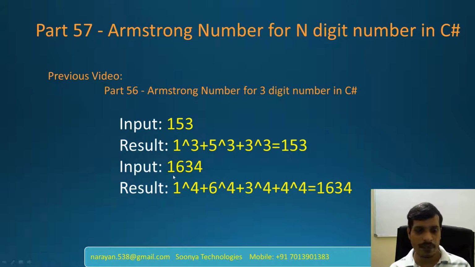Here we have another number, 1634. We need to get individual digits like 1, 6, 3, 4. Later we raise each digit to the power 4: 1 power 4 plus 6 power 4 plus 3 power 4 plus 4 power 4 equals 1634. If you want to get individual digits, then we need to use modulus and division operators.